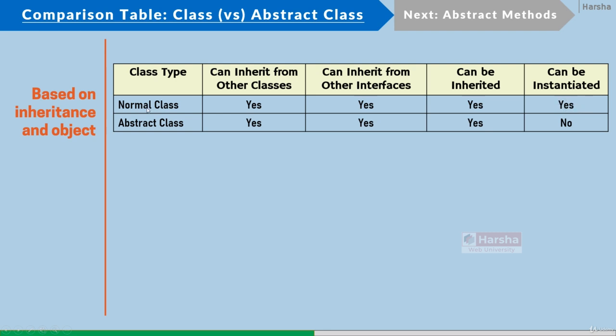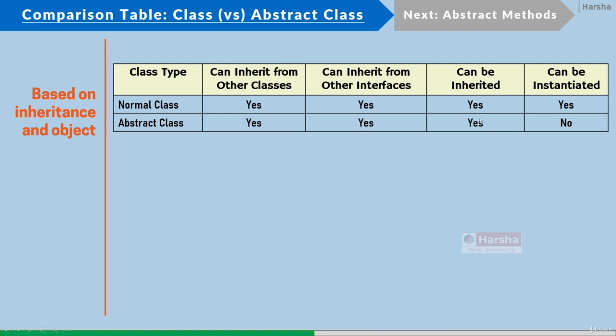Here, normal class is the regular classes that we create normally. Now coming to abstract classes. The abstract class can be inherited from other classes. That means it can be a child of another class. And also, abstract class can be a child of other interfaces.